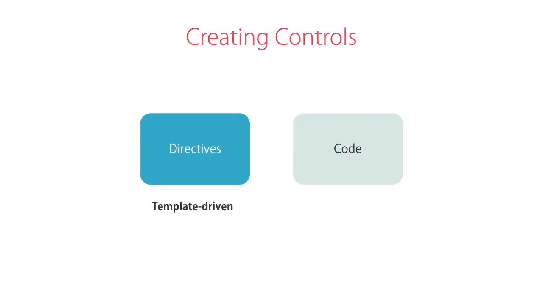Another approach involves explicitly creating these control objects. So in our components, we write code to create new instances of the control group and control objects. We call forms that are built this way reactive forms. Previously, they used to be called model-driven forms. Now they are called reactive forms.